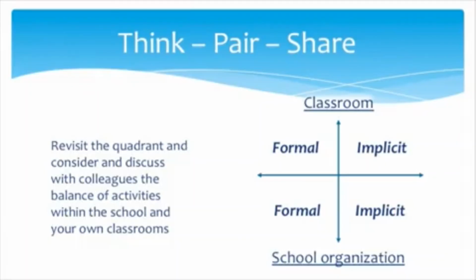Now we have come to the final part, think, pair, and share. With a colleague of yours, you may want to revisit the quadrant and consider the balance between the activities within the school and your own classrooms with regard to the formal curriculum and the implicit curriculum. Think about how it happens in the classroom and how it gets played out at the school organizational level and how it can bring about the learning experience for the students.